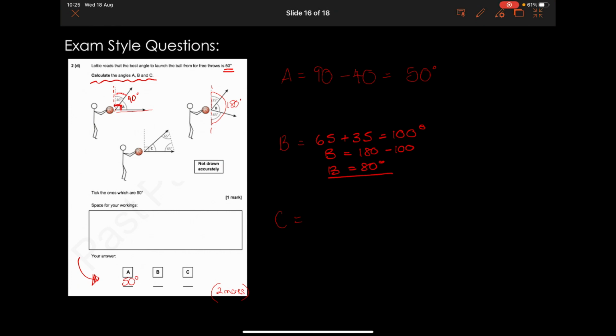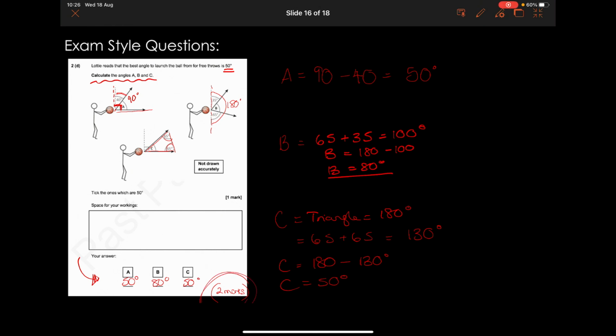And finally, for C, we can see that this has created a triangle, and it's given us these 2 measurements. So I know that a triangle adds up to 180 degrees, and I can do 65 plus 65, which is 130 degrees. So C must be 180 take away 130, so C must be 50 degrees. So B is 80, C is 50.